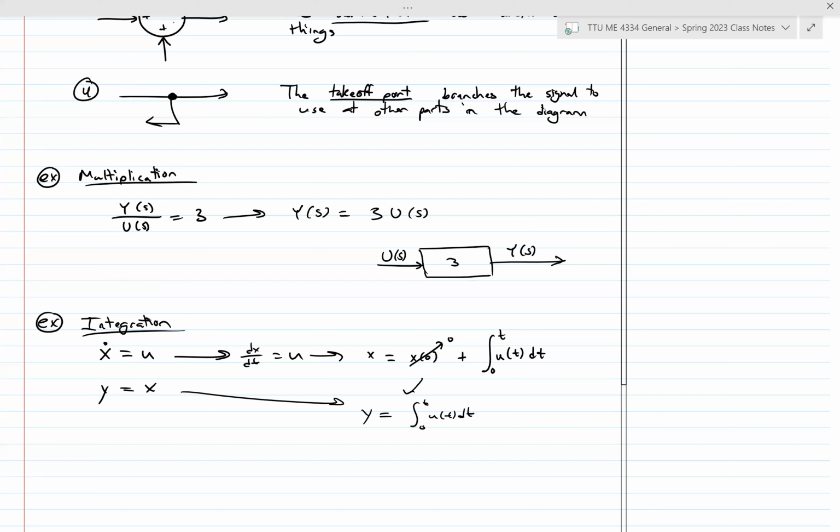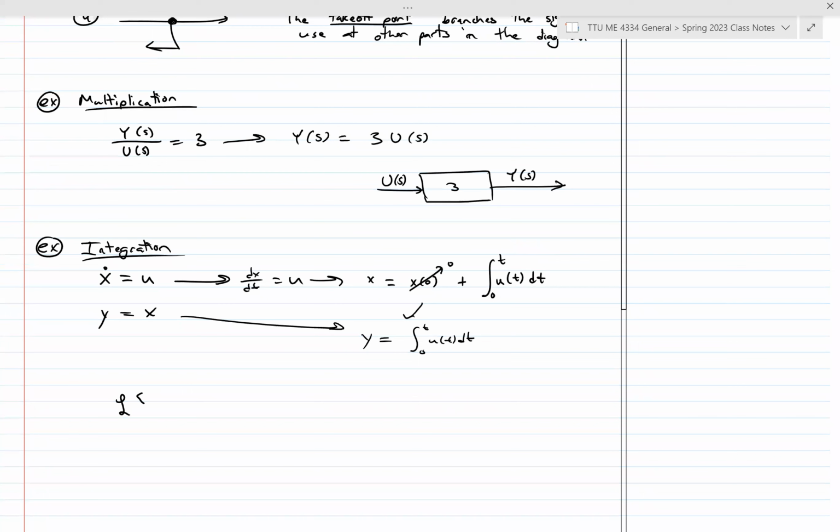This is not multiplication or addition. This is an integrator. Block diagrams don't do integration. They do addition, multiplication, subtraction. That's it. So how do we do that? Laplace transform, right? So let's do this again in the Laplace domain. Laplace transform of x dot is equal to u. What is that going to be?